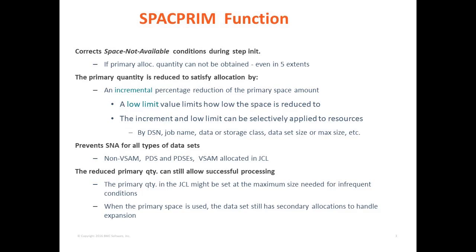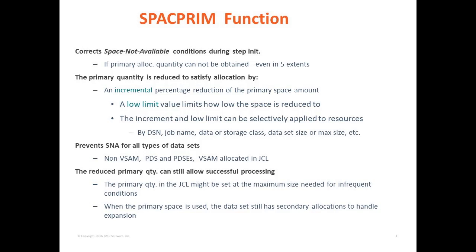The SPACPRIM function will decrease the primary space request by a defined percentage if the original request cannot be satisfied in the first 5 extents. The function incrementally reduces the primary space request using a defined percentage value. In addition, a low-level value limits how far to reduce the primary request.